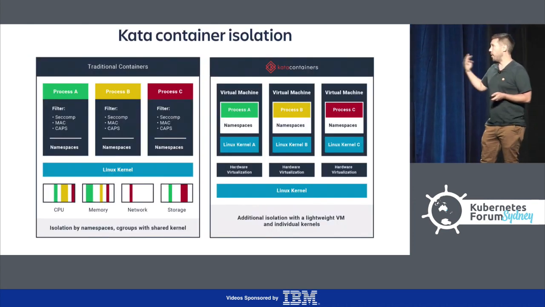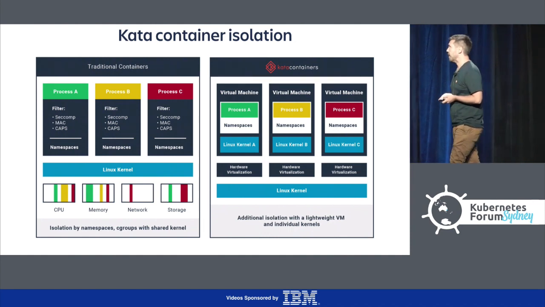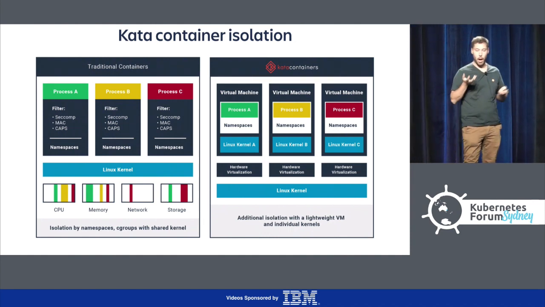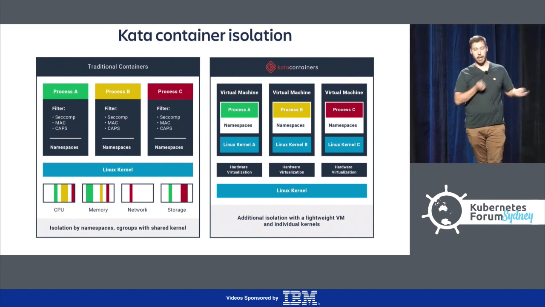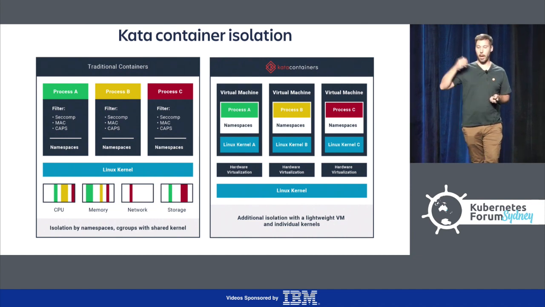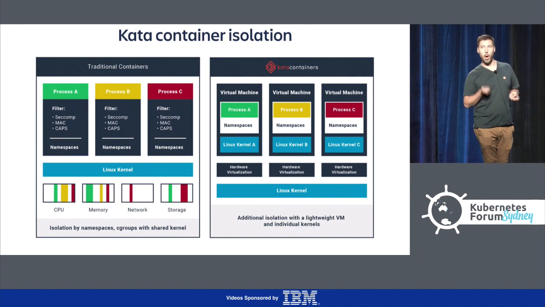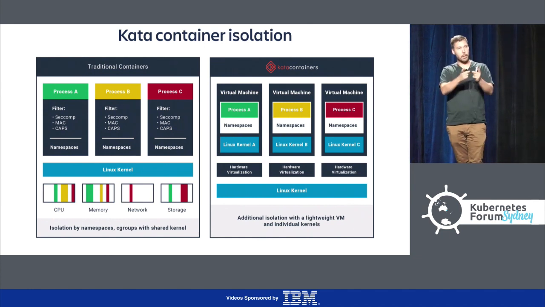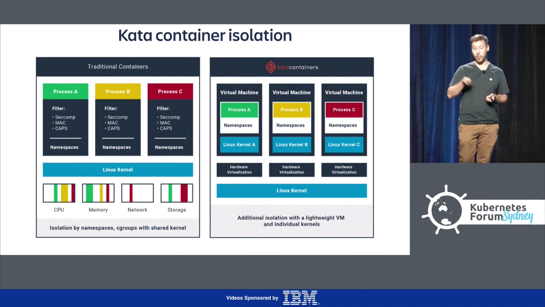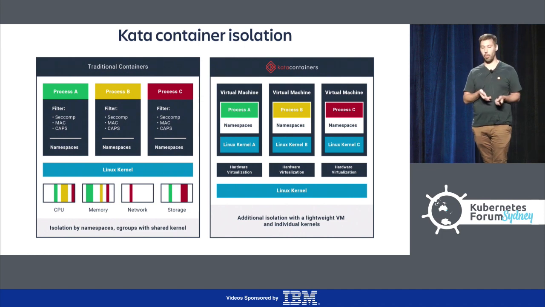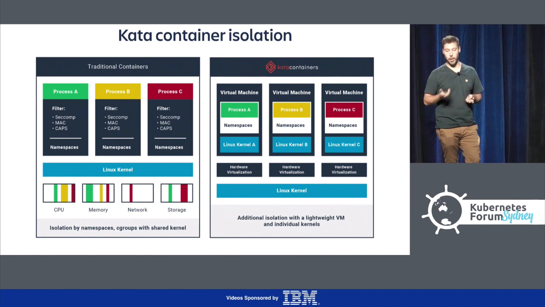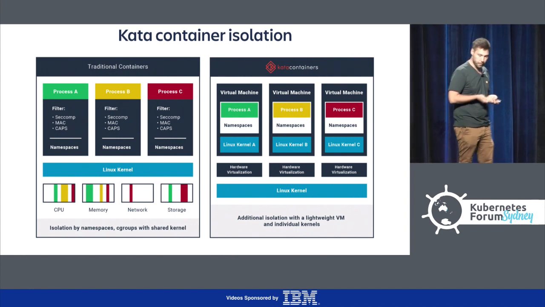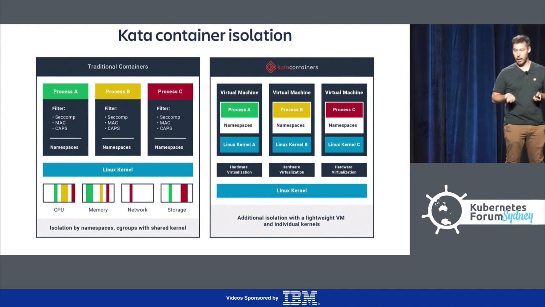And it does that by running what they call a micro virtual machine. If I have a look at the isolation now, I have the traditional container isolation with my three processes A, B, and C sharing that Linux kernel. In the Kata container world, I have a micro virtual machine wrapping those containers. So each of my processes A, B, and C, which are different containers, will have their own Linux kernel A, B, and C. And this is really where that extra level of isolation comes from, where you have the hardware virtualization. On the underlying host, you have the normal Linux kernel.